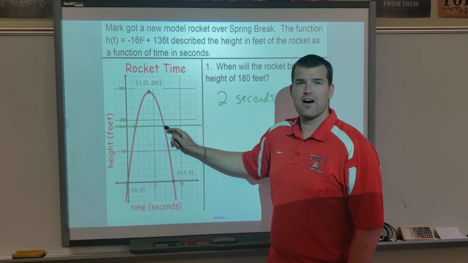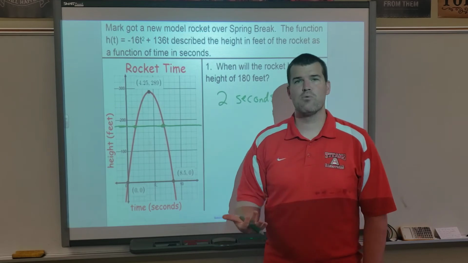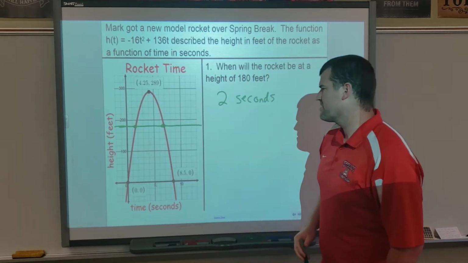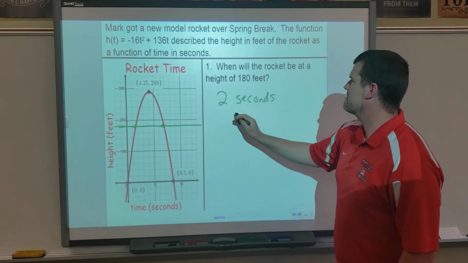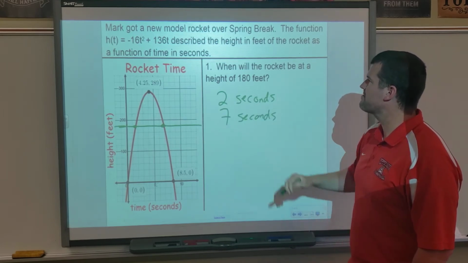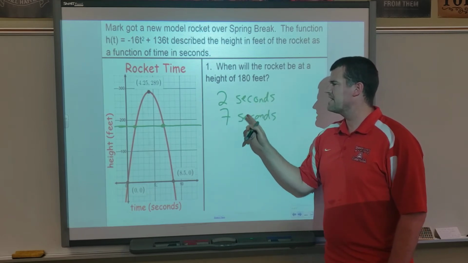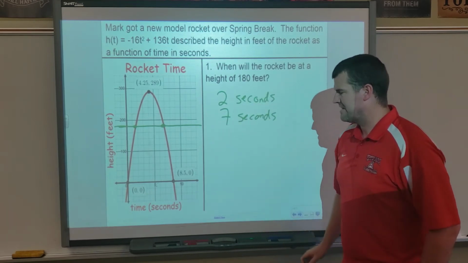eventually, how high is the rocket at this point? Well, it's still about 180 feet. And it looks like that's at about 7 seconds. So by looking at the graph, we can approximate that the rocket will be at a height of 180 feet at about 2 seconds and about 7 seconds.